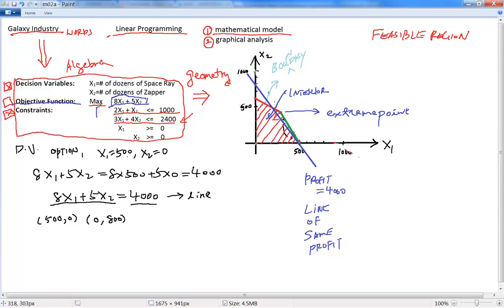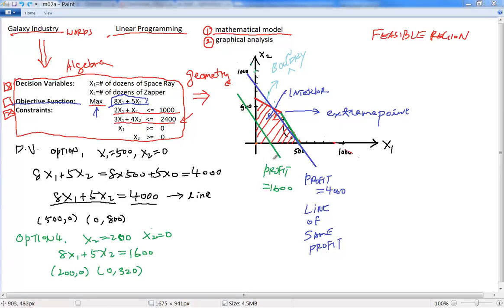So what about the stipulation that we are trying to maximize the profit? I will just draw another line of same profit. This profit is equal to 1,600, and I use the exact same method that I showed before. So there are two observations associated with these two lines. One is they are parallel. The other one is the profit increases in this direction.